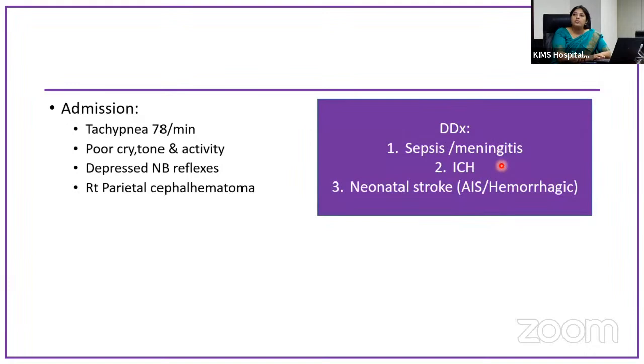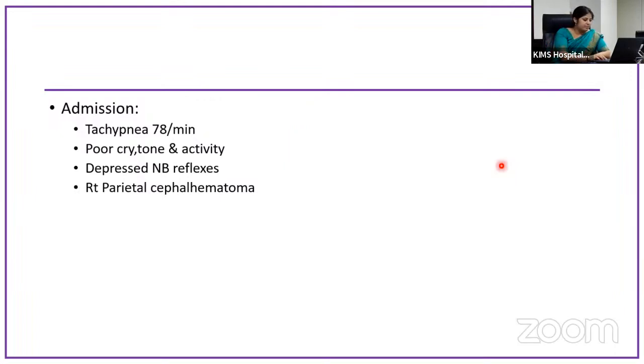Now we have a child who is a term baby, and our differentials are probably sepsis or meningitis, because the sepsis screen is positive. It might be an intracranial hemorrhage, or it might be a neonatal stroke, which may be AIS or hemorrhagic stroke. For any child who presents with focal seizures, acute ischemic stroke has to be one of the differentials. So it was kept as one of the differentials.